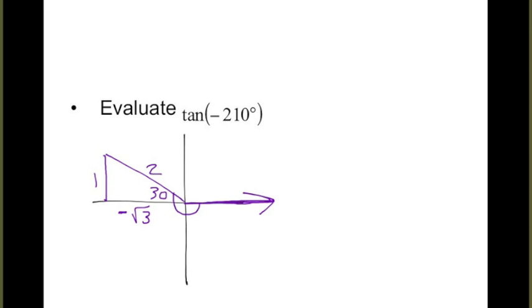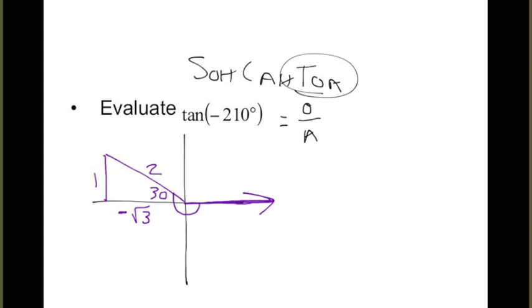Our final step is to do SOHCAHTOA. SOHCAHTOA for tangent is what? Opposite over adjacent. So we're looking at this tangent part, opposite over adjacent. So then we look at that reference angle of the 30. What is opposite of the 30? 1. What is adjacent to the 30? Negative square root of 3, and that is our final answer.